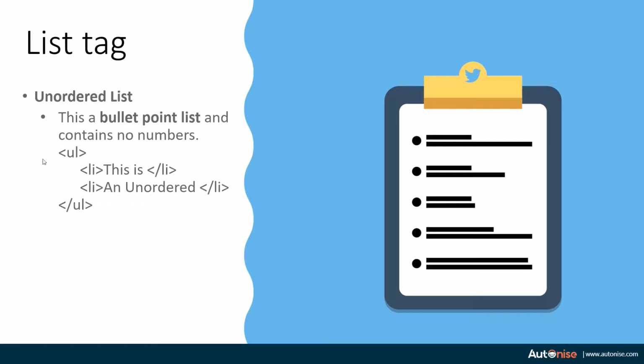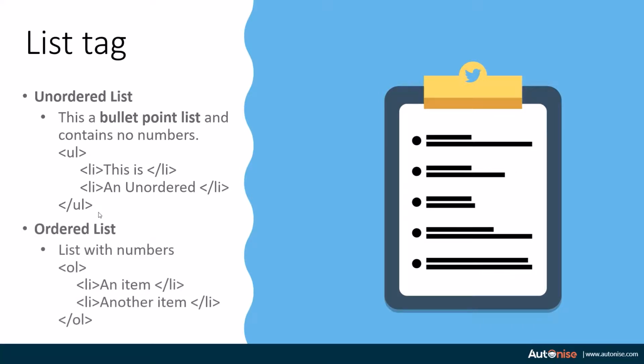If you write this code, it will have bullet points. So the first point will be "this is", and the second point will be "an unordered list". Next, another type of list is the ordered list. An ordered list has numbers to denote each item. So when you write this code, it will display a number in front of an item and another item.